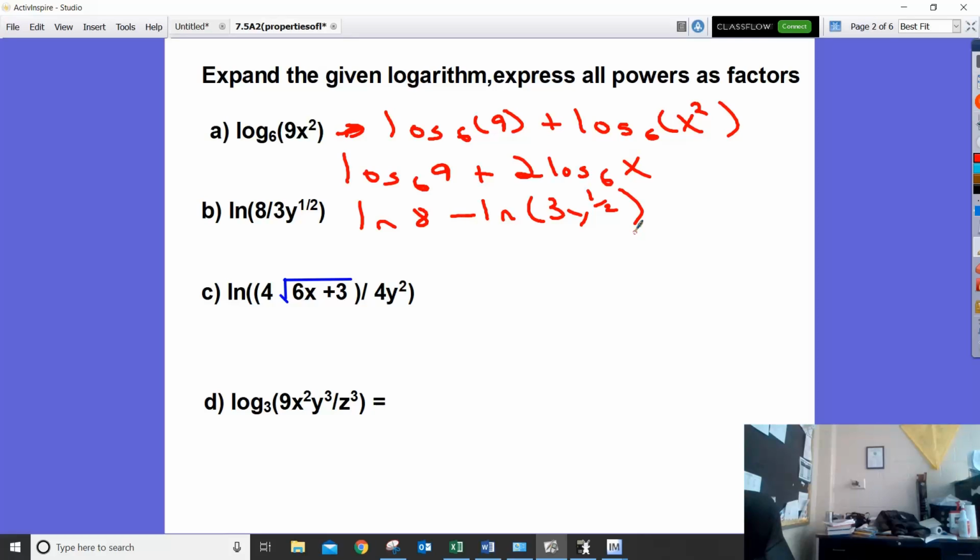You can still break apart the natural log of 3y^(1/2) even more than that. I'm good with that. But actually, that's wrong. 3 doesn't have the half power. Y does. So minus natural log of 3 minus natural log of y to the 1/2. And you can still break it up, right? 0.5. Bring that half out.